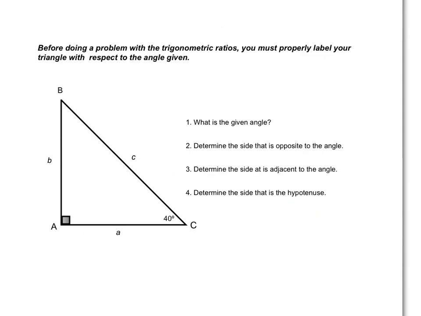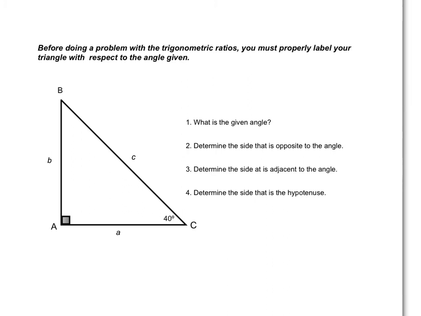Before we do any problems using our trigonometric ratios, we're going to just practice identifying the different sides and the angles in our triangle. So remember, to use trigonometric ratios, we need to have a right triangle. So we need to have a 90-degree angle in our triangle.